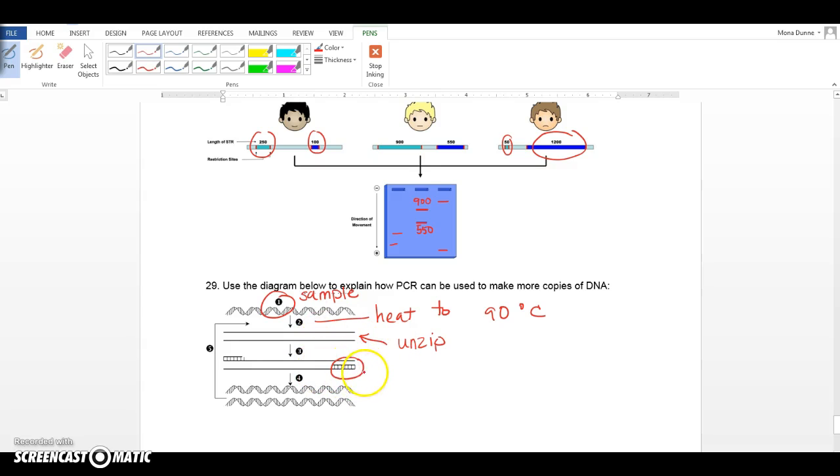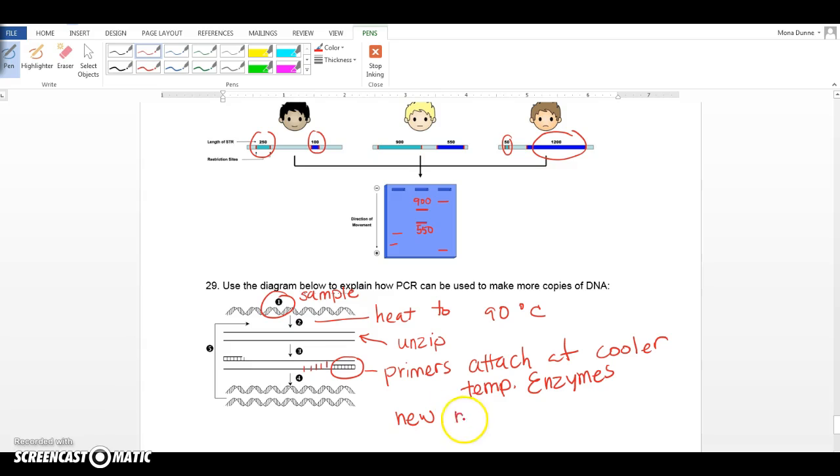And we also, into our PCR tube, need to add primers. So primers kind of guide the enzymes as to where to start copying the DNA. Okay, so primers attach at a cooler temperature. Okay, and then our enzymes, specifically a certain enzyme called DNA polymerase, is going to go through and put new nucleotides down. Okay, so then new nucleotides are added. And then we are going to get 2 identical pieces.